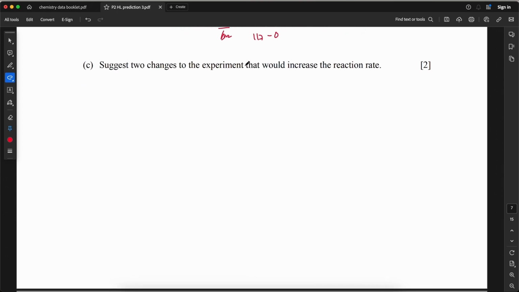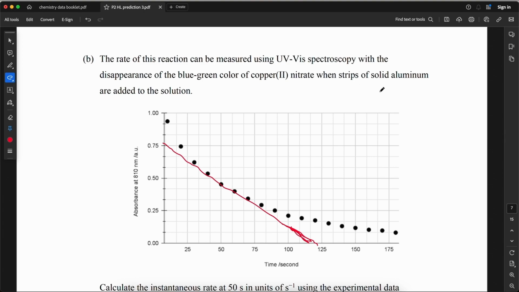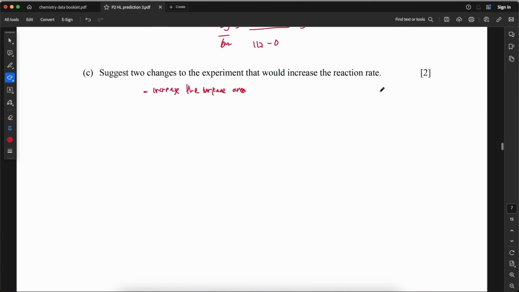Suggest 2 changes to the experiment that would increase the rate of reaction. You can maybe increase the surface area because it's using a strip. What strip? Strip of solid aluminum. And you can also increase the concentration of copper nitrate, or you can also increase the temperature.